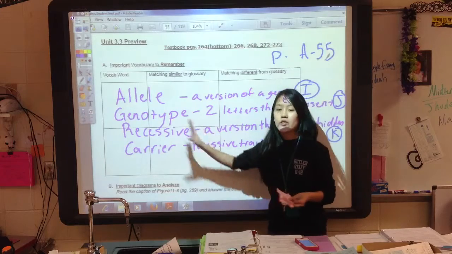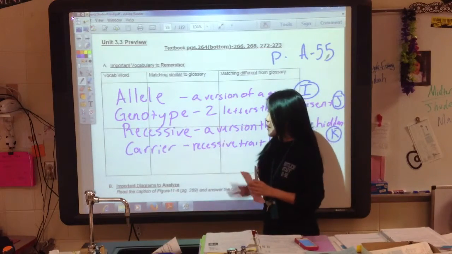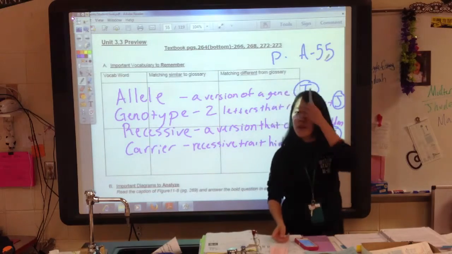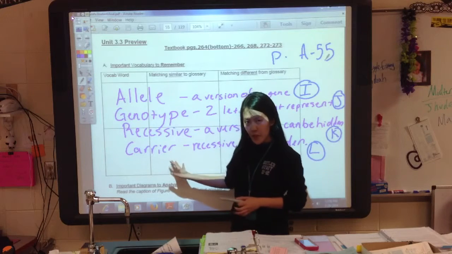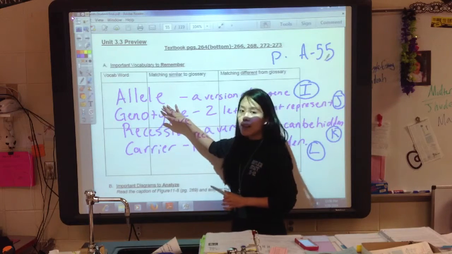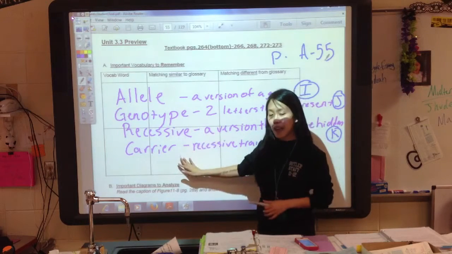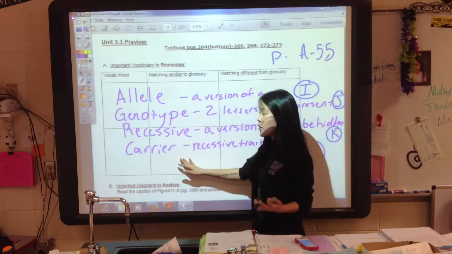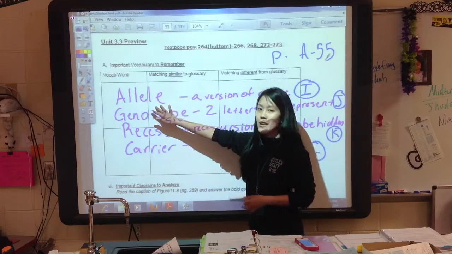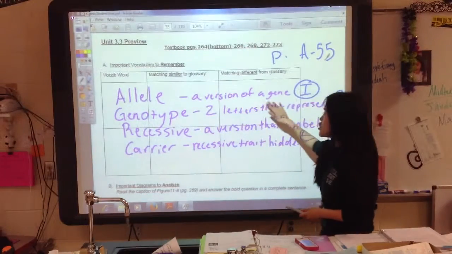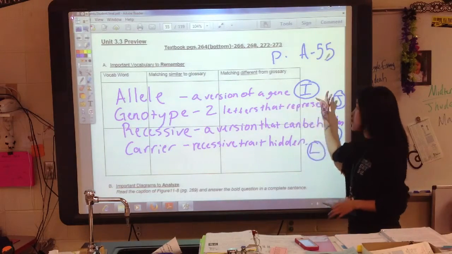So I went ahead and started matching them up for you to help you get through this preview assignment. Remember, in the first part of the preview, what you need to do is pick 2 vocabulary words from the 3rd column. The words are allele, genotype, recessive, and carrier. Hopefully you've already tried to match these up. And to remind ourselves, remember that an allele is actually a version of a gene. That is going to be definition I.